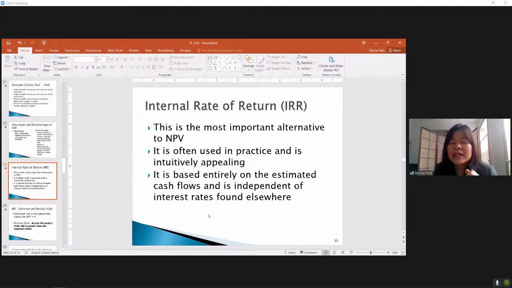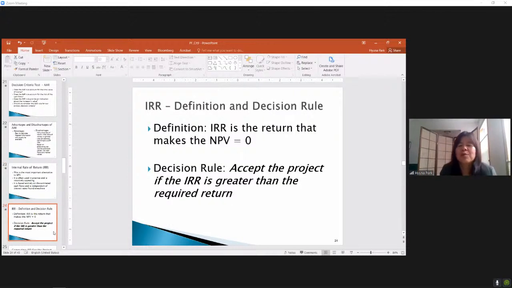So that's what I meant here. IRR is based entirely on the estimated cash flows and is independent of the interest rate found elsewhere. So required return is not needed. The discount rate is not needed in the calculation of IRR. It's very important for you to remember this definition.